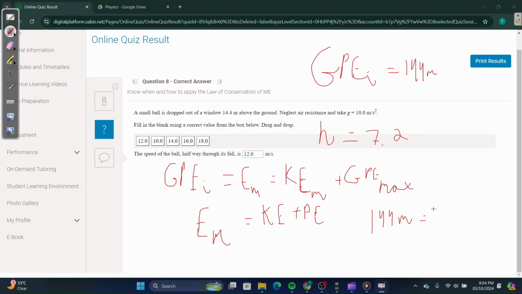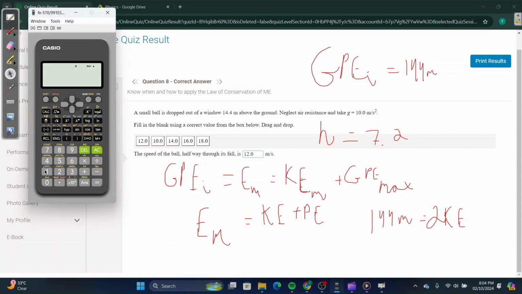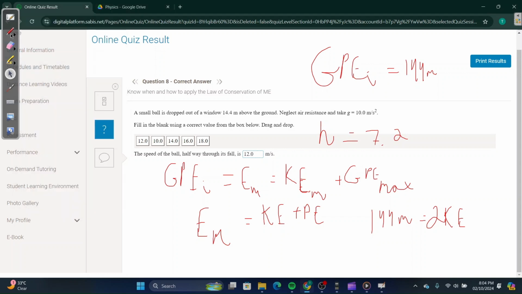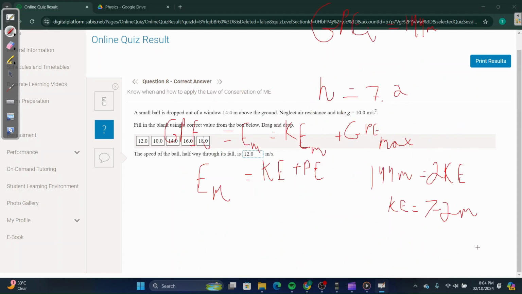They want the kinetic energy, so we'll just say 2 KE. Now we find 1 KE, so 144 divided by 2, which is 72. So KE equals 72. So half mv squared equals 72.